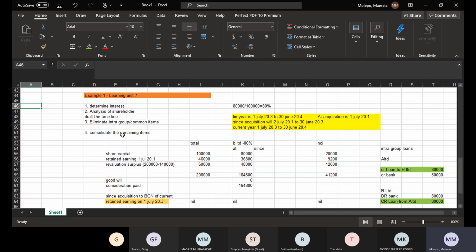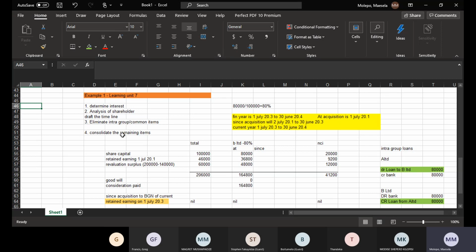Remember, it's also after taking into account the revaluation, because initially, this land was 250 plus 140, then plus the 60,000 of the revaluation, which now will be 200. So take into account that the revaluation of the land was taken into account with that 140 for B Limited. So it will be 250 plus 140 plus the 60,000 for the revaluation. That's why now we say 250 plus 200. And then on the current assets, we've got 81,200 plus the 198.